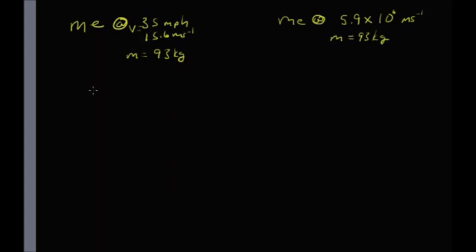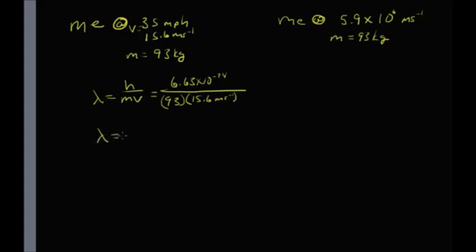So we're basically using lambda equals h over mv. In my case, 6.63 times 10 to the minus 34th, over 93 kilograms times my velocity, 15.6 meters per second. And so my de Broglie wavelength is 4.57 times 10 to the minus 37th meters.